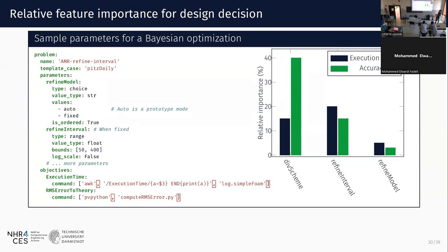And as you can see here on the right, not really impactful. So the conclusion was very simple: if you just do an educated guess on the refinement interval, anyway, you can just get away with it. It has no real impact on either performance or accuracy.